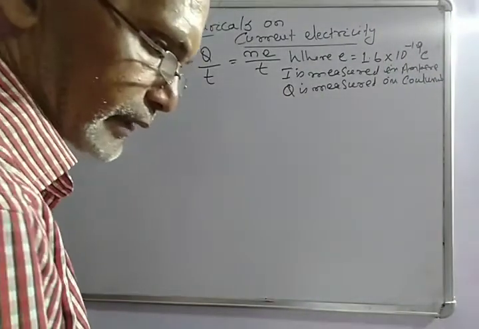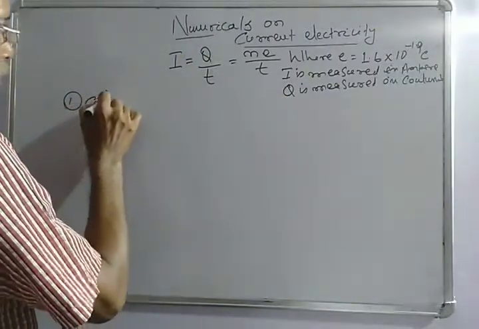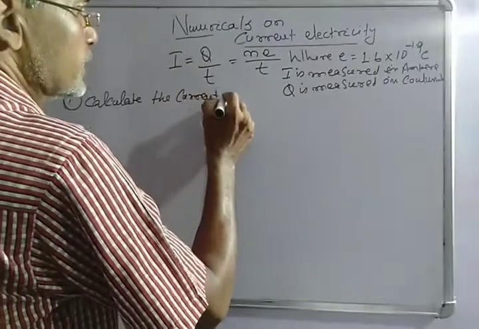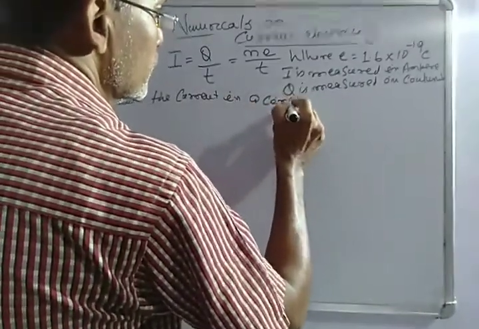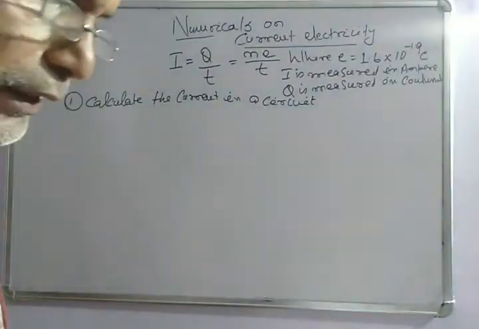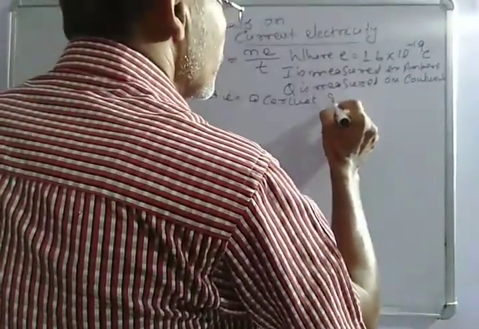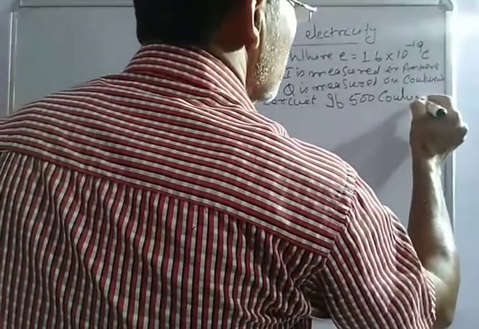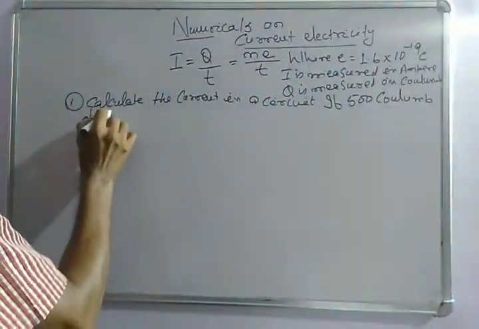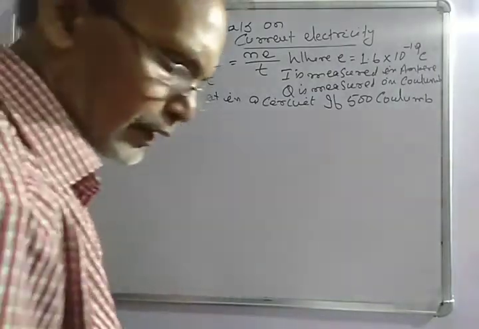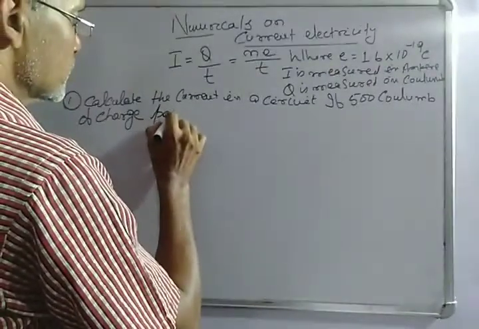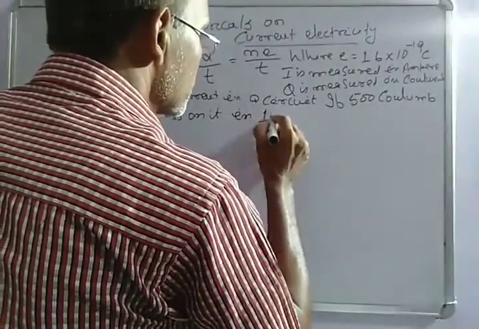Calculate the current in a circuit if 500 coulomb of charge pass through it in 10 minutes.